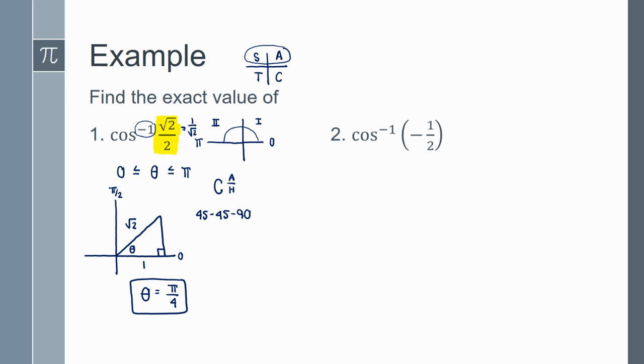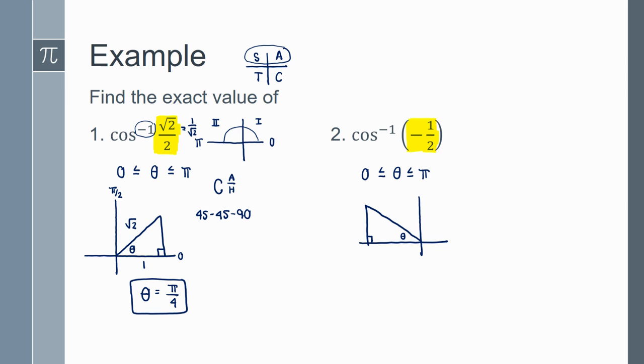Okay, if we're looking at the next one, inverse cosine of negative a half. So if I'm talking about having a negative ratio and I need to be focusing on the restriction that we're going from 0 to pi, well, I know that I can't be in the first quadrant because that's where all my ratios are positive. So this time we're talking about being in the second quadrant. So I know that I want to draw a triangle in the second quadrant.